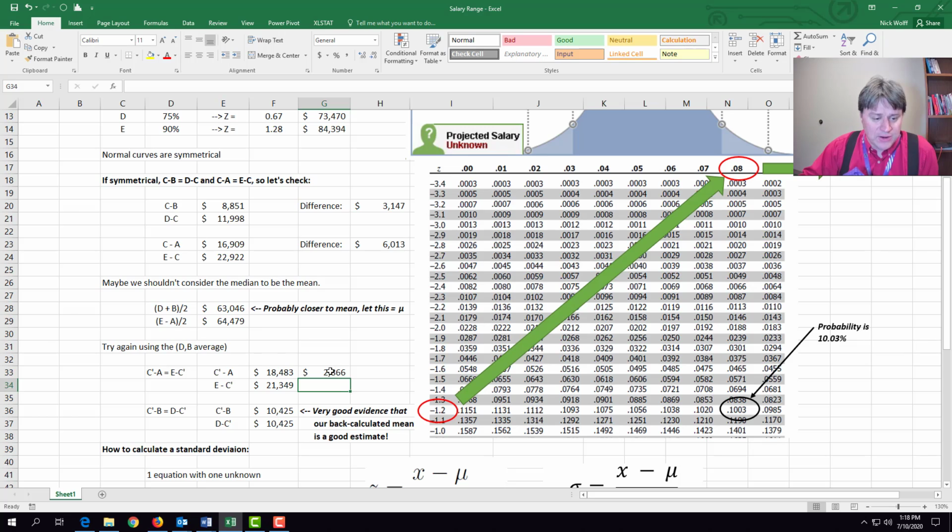So this is the outlier at about 3,000. But here, this is the difference between the central values there, and the difference is identical. So this is very good evidence that our back-calculated estimated mean is a very good estimate of the mean for this set of data.